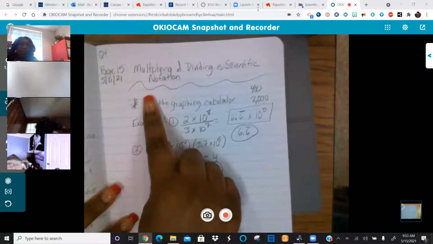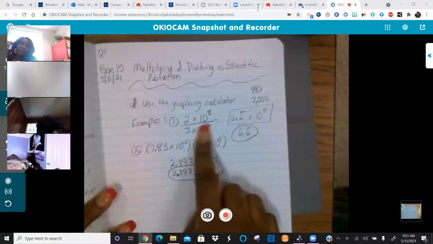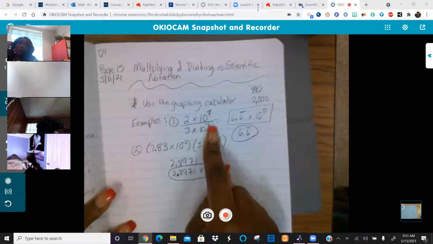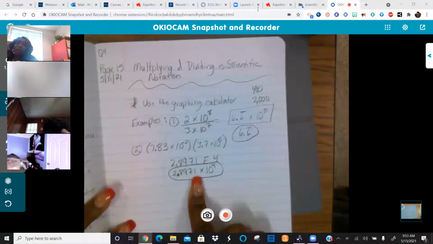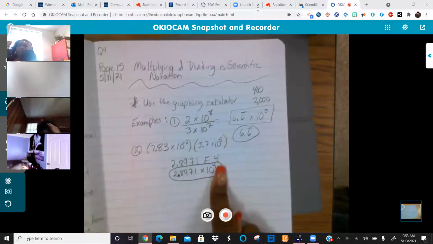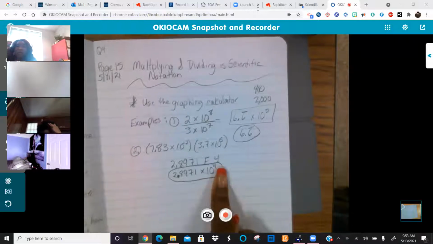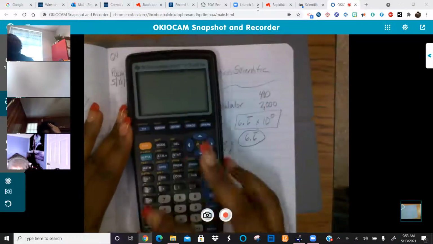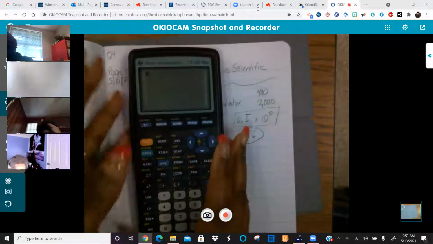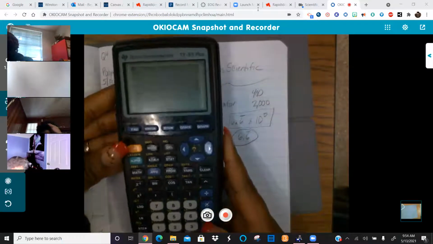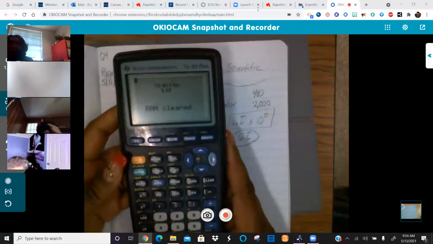Okay, and we used the graphing calculator to do multiplication and division of scientific notation in our calculator. Okay, so we're going to go through this once more. We're going to do this again. Okay, guys, let's clear our calculator. 2nd plus 7, 1, 2.